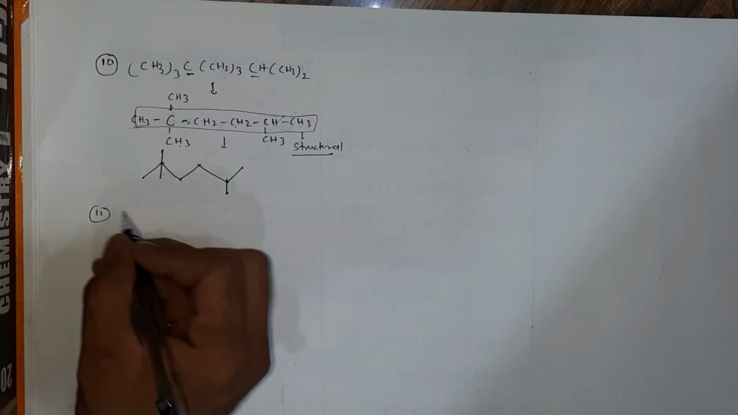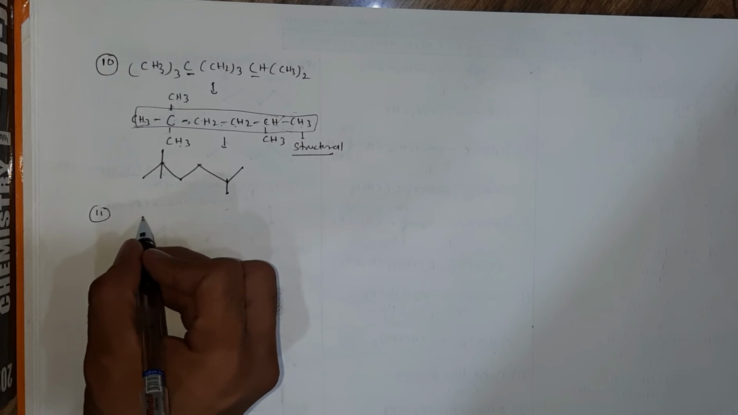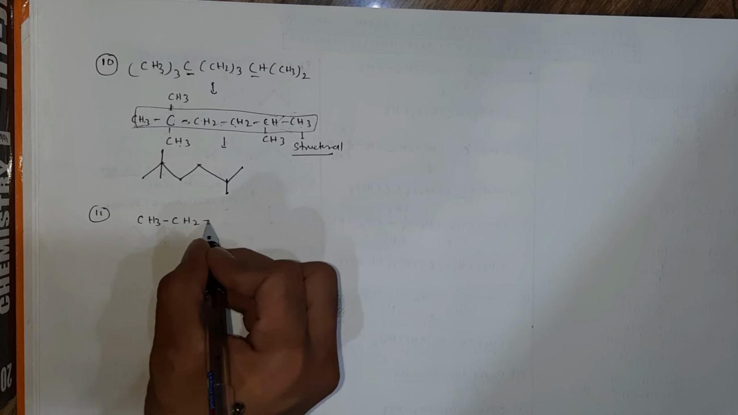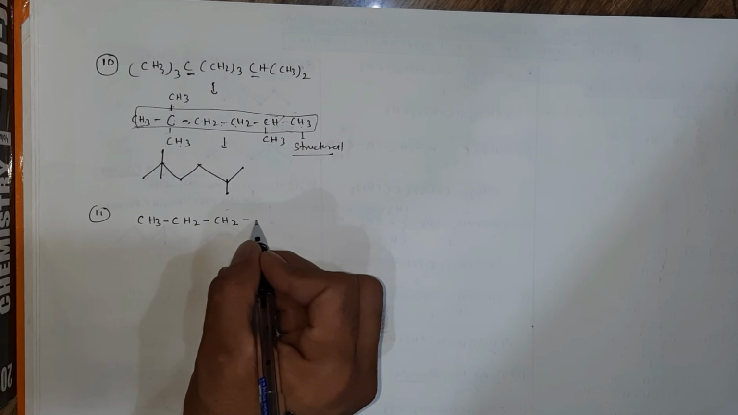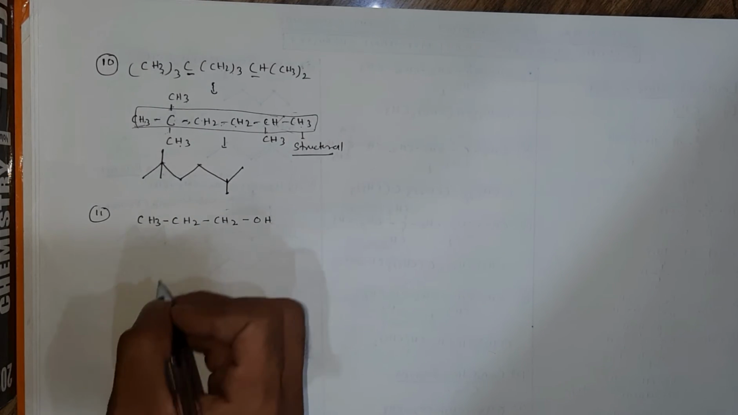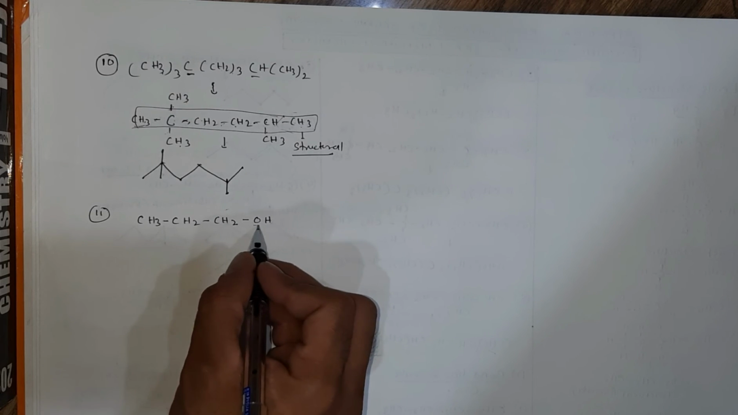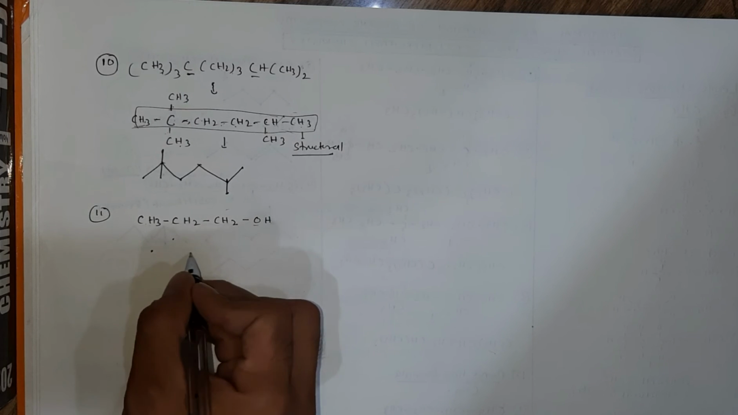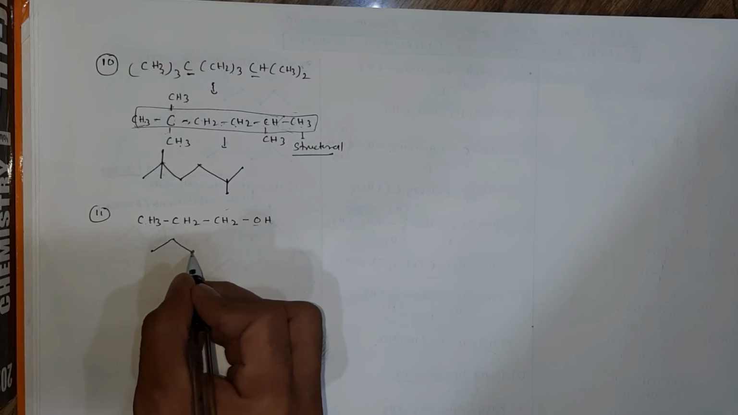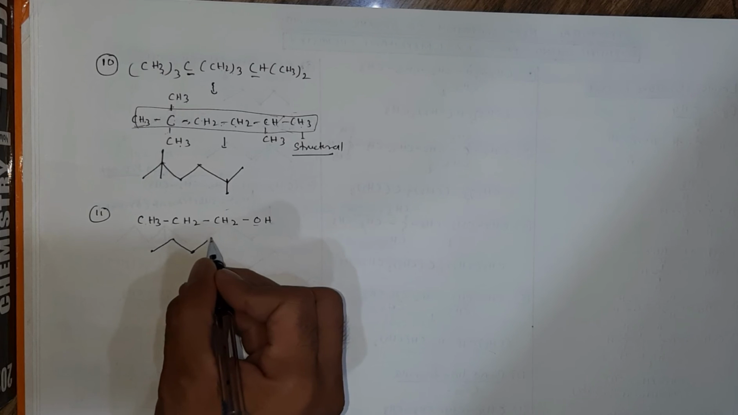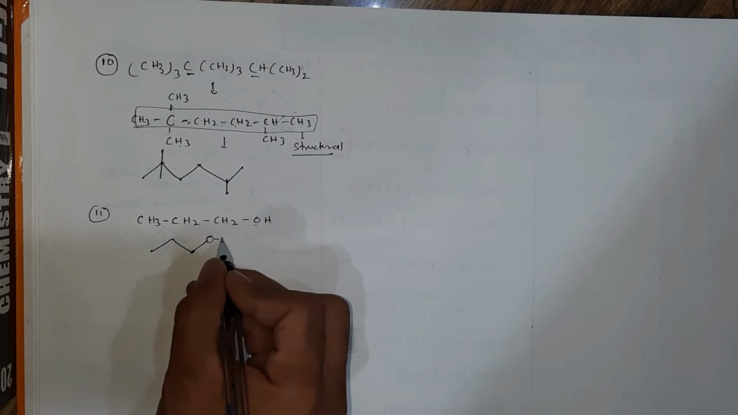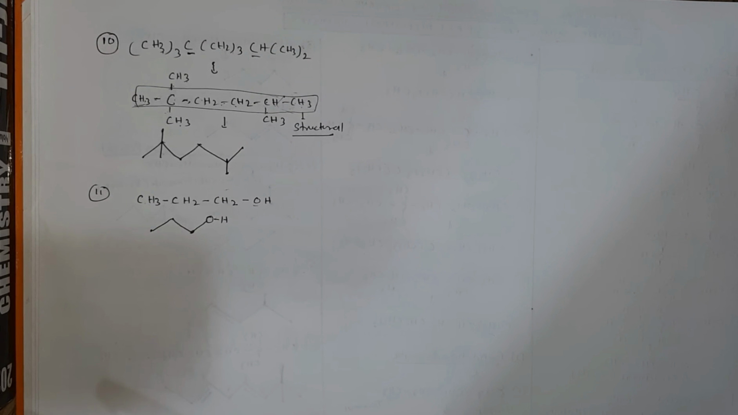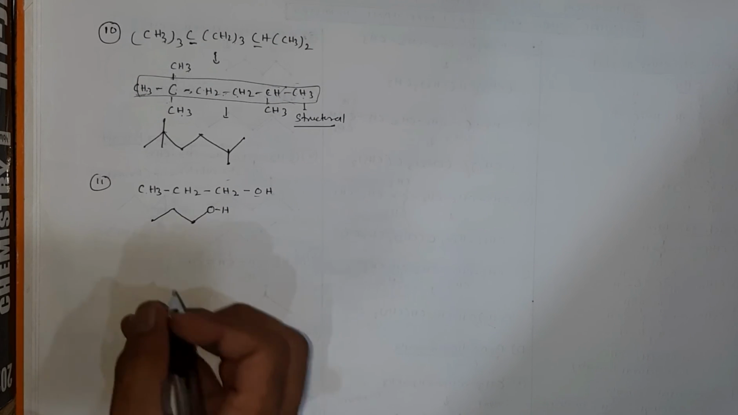Okay, let's take an example. Suppose I write down the structure like this: CH3, CH2, CH2, OH. Now this is an alcohol. So O is not represented by a dot, only carbon is represented by a dot. So there are 3 carbon atoms, 1, 2, 3, all of them attached by a single bond. To the third carbon there is O attached to H. This will be the bond line formula of this alcohol. O is not represented by a dot. A dot is always a representation of the carbon atom.